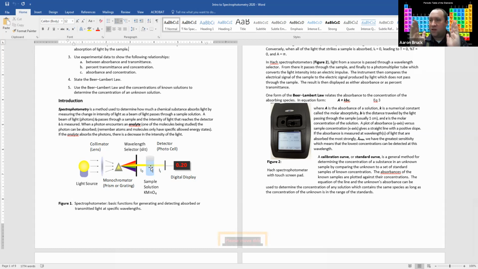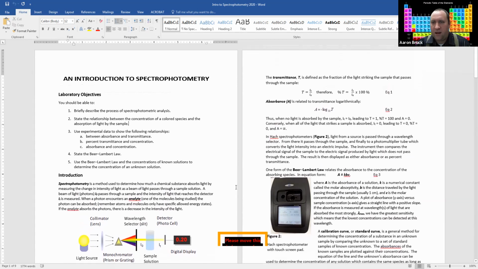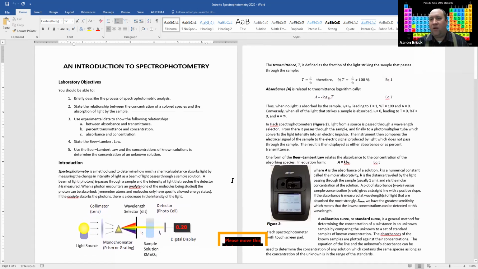The difference between the two is how much that the solution absorbed. And so the spectrophotometer can analyze that, and it gives us a display that tells us how much light is absorbed. Now, there's another form of this called transmittance, and it's basically the opposite of absorbance. What transmittance is how much light actually passed through.